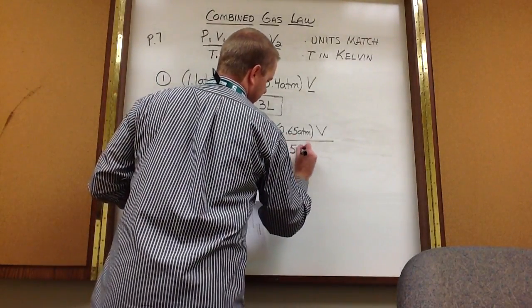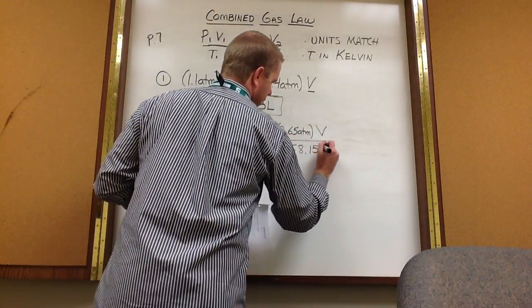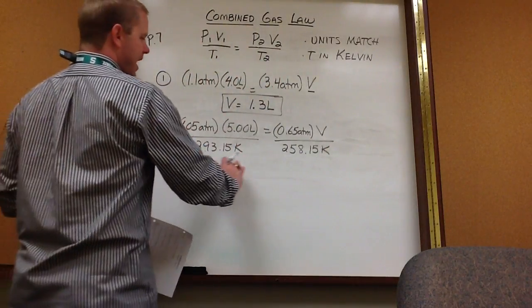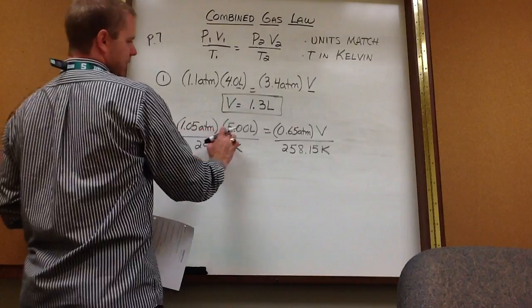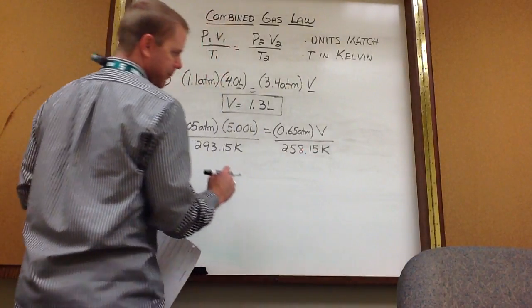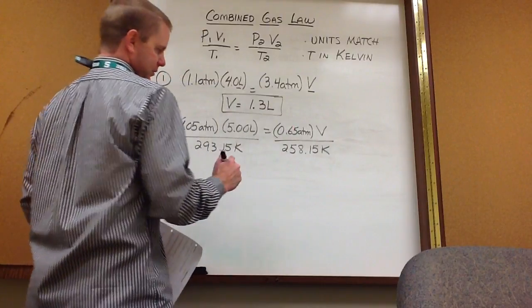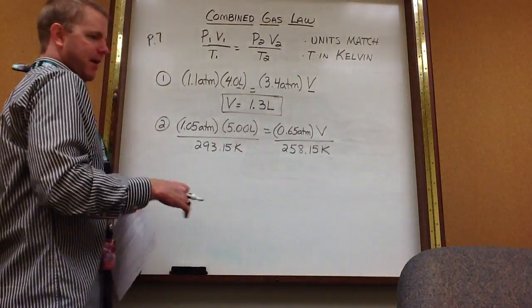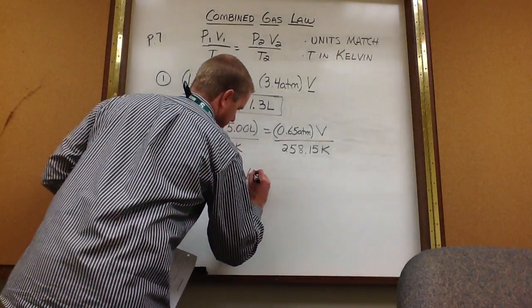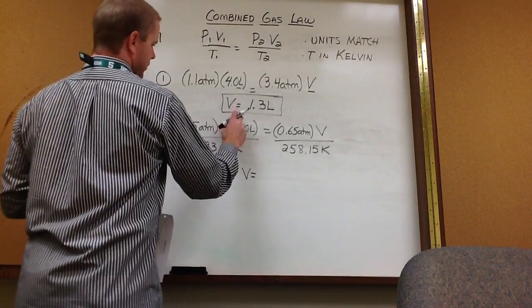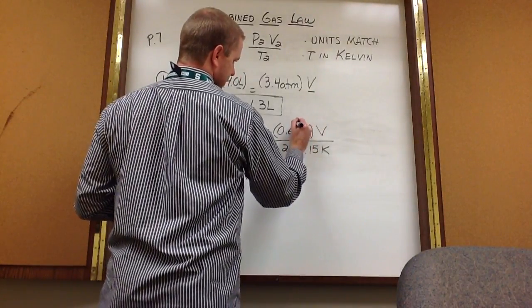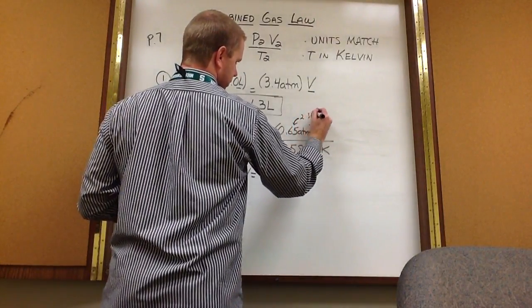Well, that's 258.15 Kelvin. You do all the math here. So I would take 1.05 times 5 divided by 293.15. I'd multiply both sides by 258.15 and I'd divide by 0.65. Okay, so that's how I would do the math there. And when you do the math, volume equals... 3 sig figs, 3 sig figs, 2 sig figs. That's your determiner right there.